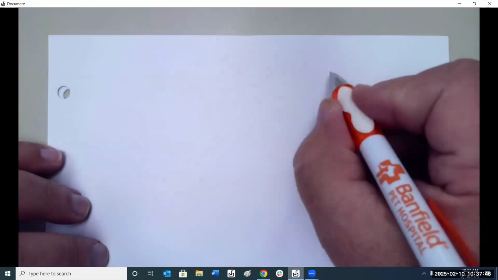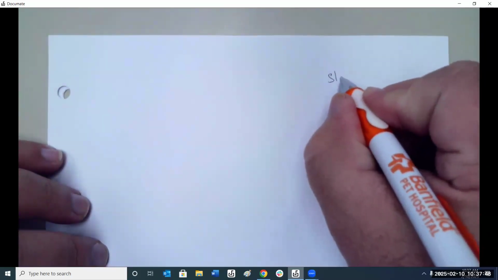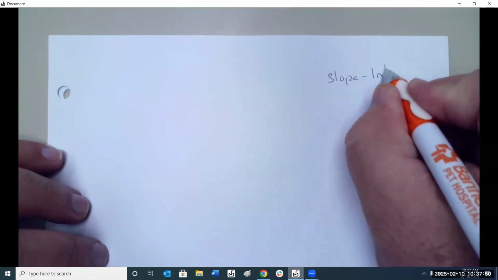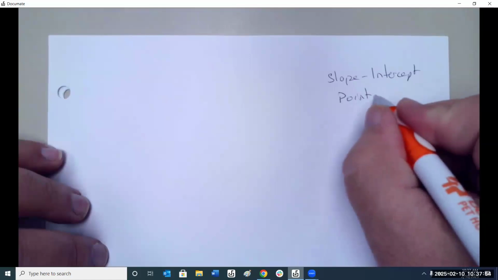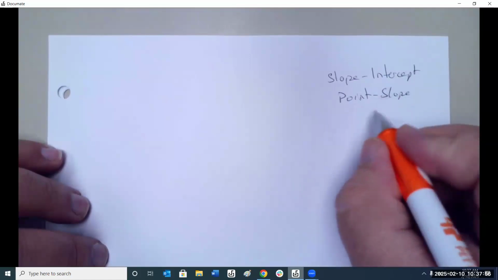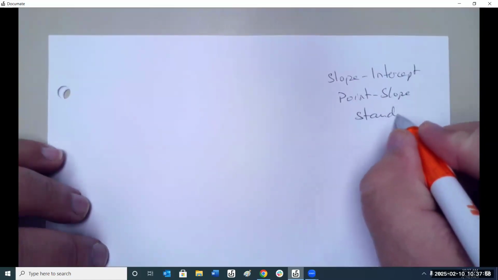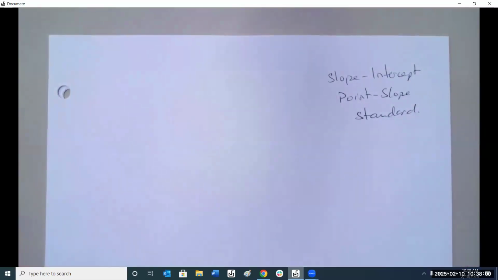It all starts, remember the names. We have slope intercept. We have point slope. And we have standard. What word appears the most in those three forms? Slope.